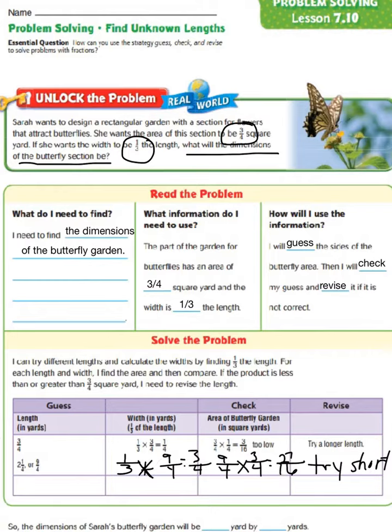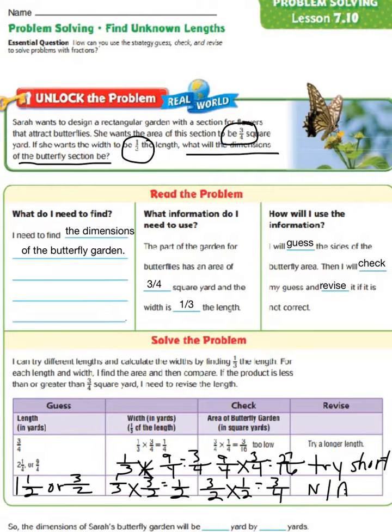Okay, let's take a look at some of our guesses so far. We have 1/3 times 9/4 equals 3/4. Well, then over here we're checking it. That was our guess. So now we're going to check it. 9/4 times 3/4 equals 27/16. And we know that that's too high. So now we need to try something a little shorter. So let's come over here and make some further guesses.